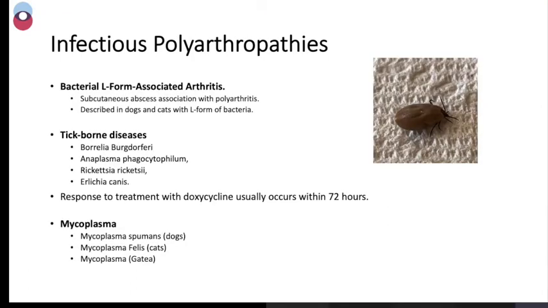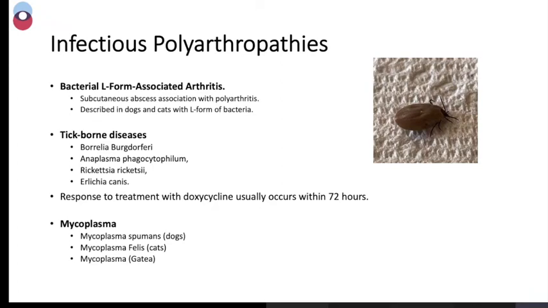And some of the rarer forms, which fortunately we don't see too often, can be associated with bacterial L forms. And this has been described in dogs and cats, but mainly cats that have a subcutaneous abscess near the joint, and that can contain L-form bacteria, which can cause a polyarthritis. To diagnose that, you need to use a special L-form media culture. So it's just useful to know about in case it's something you're suspicious of.